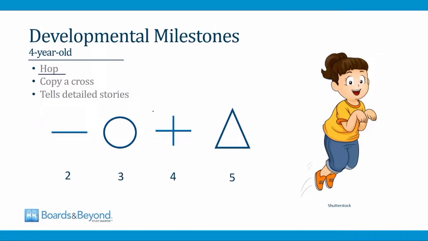4-year-olds can hop, they can copy a cross, and they begin to tell detailed stories. If you've ever spent time with a 4-year-old, they will talk your ear off telling you everything that they know.